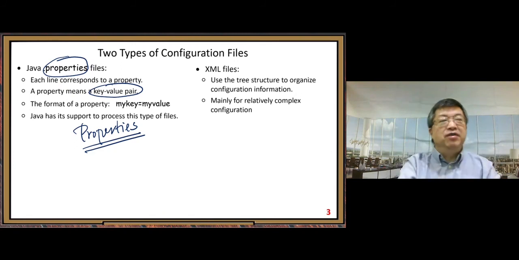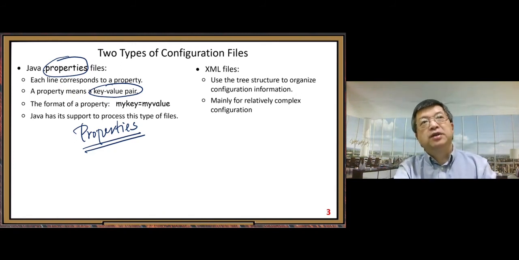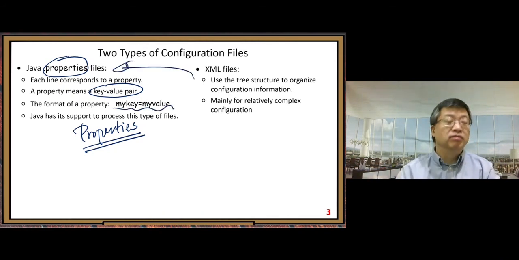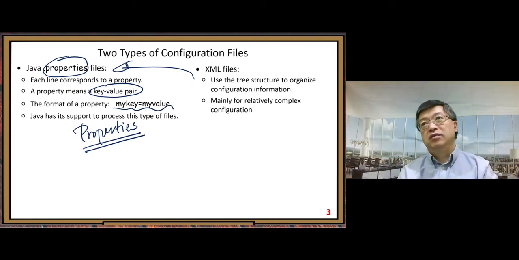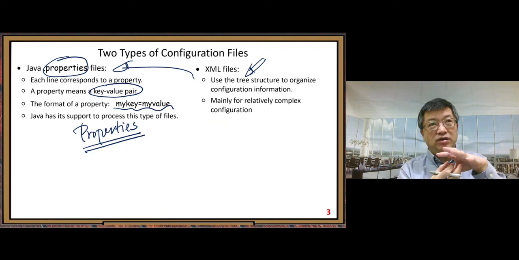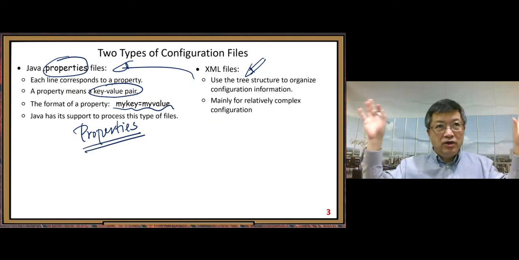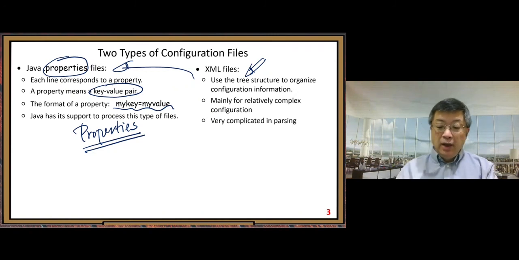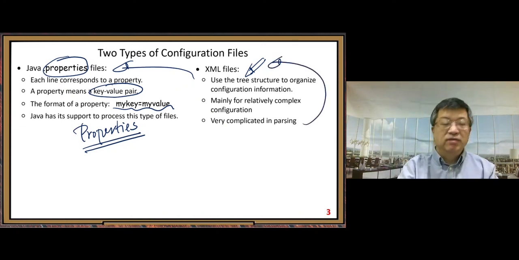XML configuration is mainly for relatively complex configuration, because XML can represent very complicated structures. If you compare with the properties file, the structure is so simple: key equals value. You do not see the nested structure. In an XML file, you can represent nested structure. A node can contain many child nodes, and child nodes can also contain many more child nodes. It could be very complicated, and very complicated to parse.